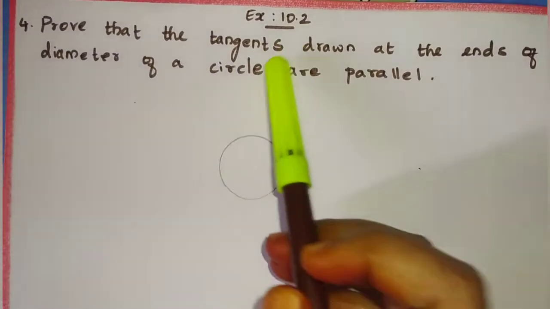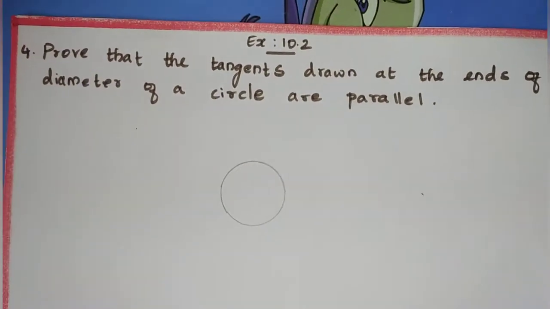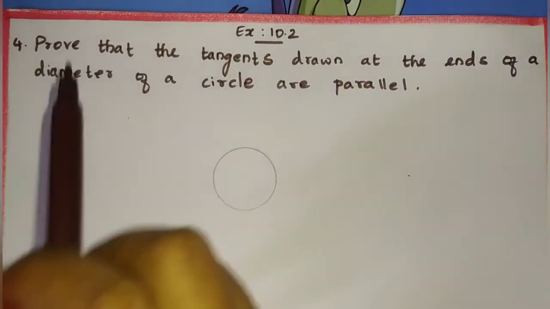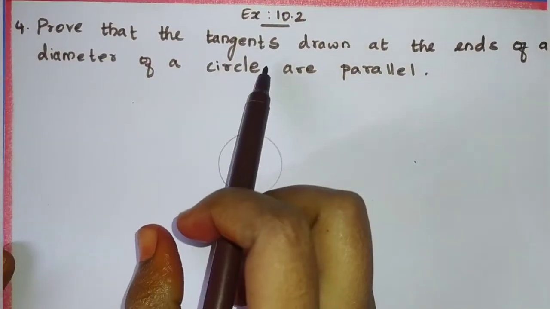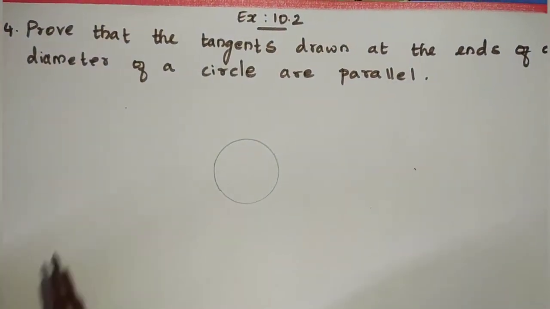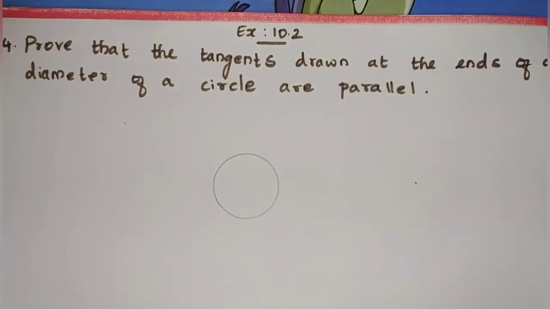Namaste students, in this video we are going to see exercise 10.2, fourth, fifth and sixth problem. First, the fourth problem. Prove that the tangents drawn at the ends of the diameter of a circle are parallel.